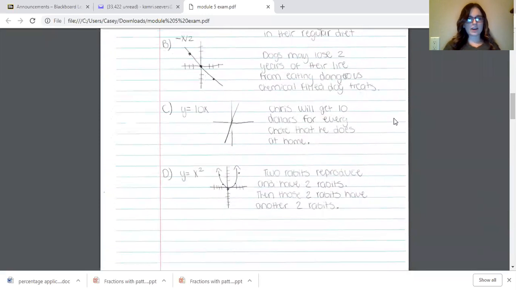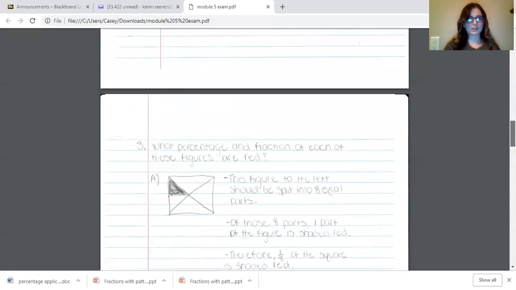For C, we have y equals 10x. Chris will get $10 for every chore that he does at home. And here's the graph for that one. And for D, we have y equals x to the power of 2, or x squared. And here's the graph. And our real life situation for this would be two rabbits reproduce and have 2 more rabbits. Then those 2 rabbits have another 2 rabbits. So let's go to number 3.